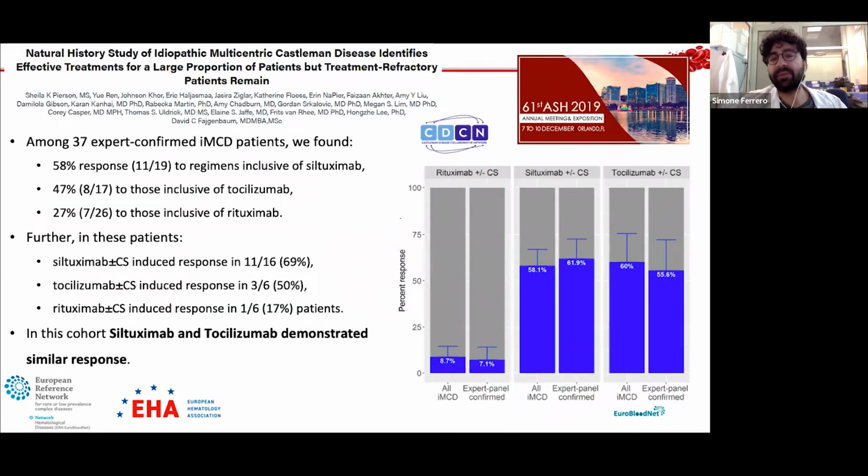Here are presented some data from the ASH meeting of 2 years ago, from a prospective registry of Castleman disease patients, whose name is ACCELERATE, conducted by the Castleman Disease Collaborative Network. You can see that in real life the percentage of response in siltuximab-treated patients is about 60%, and similar rates are registered in patients treated with tocilizumab, while the response rate of patients treated with rituximab is lower, about 10%, while siltuximab and tocilizumab demonstrate similar responses.